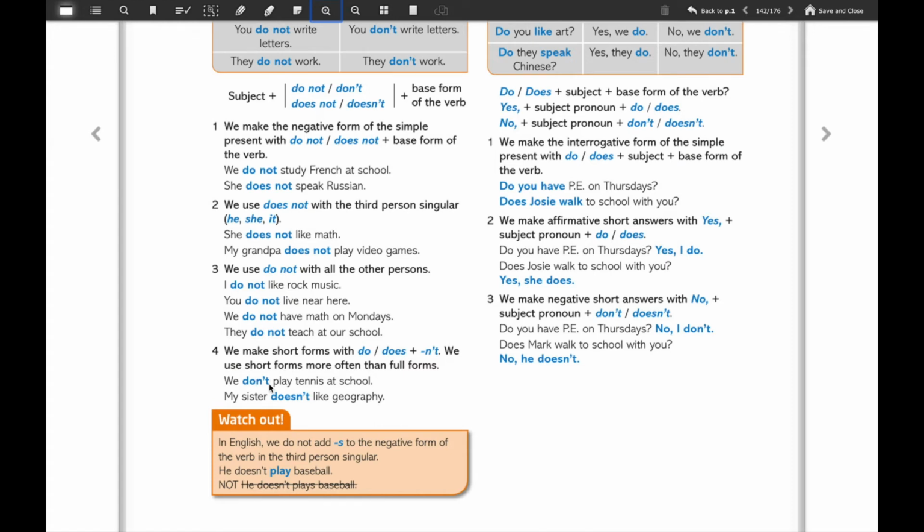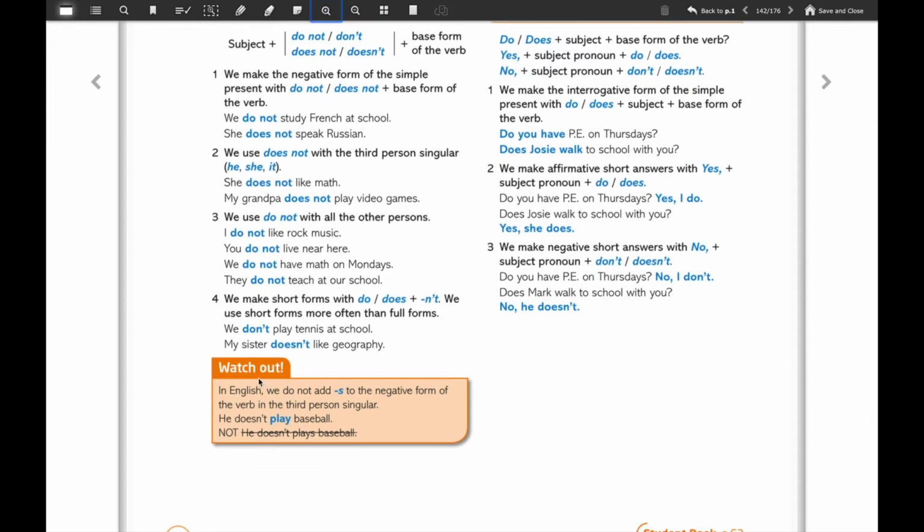Okay, so we do not play tennis at school. My sister doesn't like geography. Okay, here we have a warning and says, in English, we do not add an S to the negative form of the verb in third person singular. Example, he doesn't play baseball. Not, for no reason, he doesn't plays baseball.